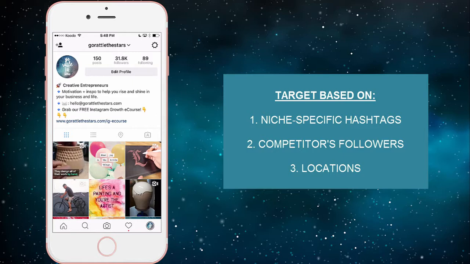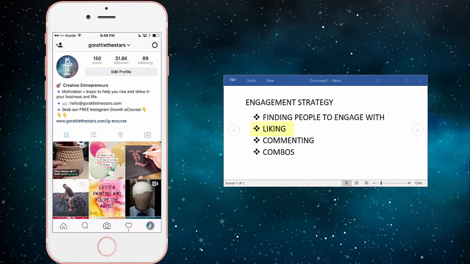So without further ado, let's get into the first method of the engagement strategy, and that is liking other people's posts. So what you're going to do is choose some targeted potential followers based off of your list from Module 1, and you're going to go through and like 1 to 3 photos of each person and go down the list. So for this example, we're going to find a targeted audience based on people following a competitor in my niche.